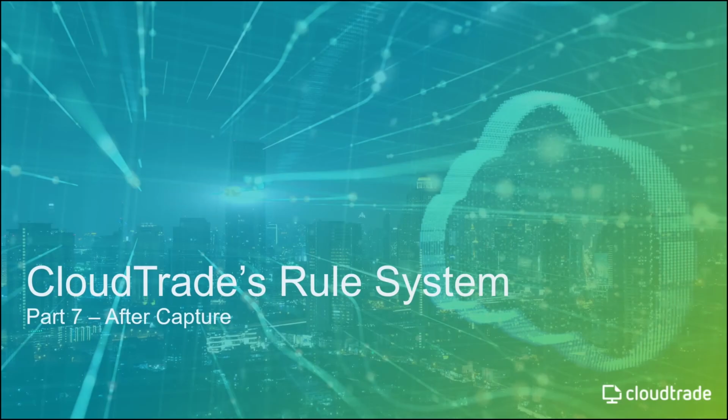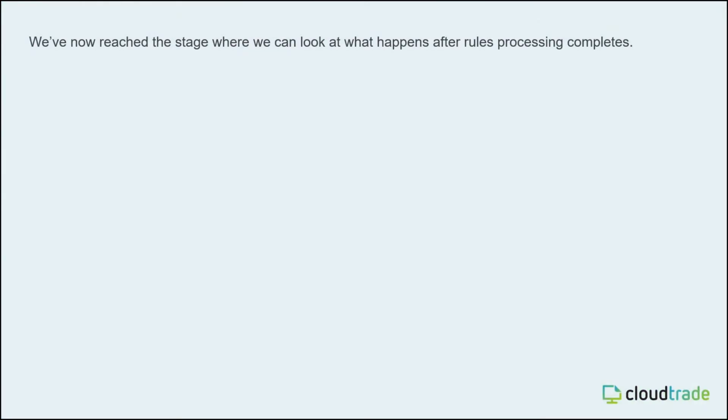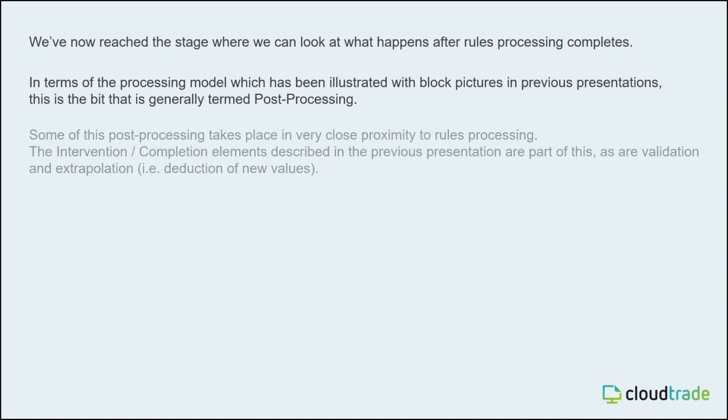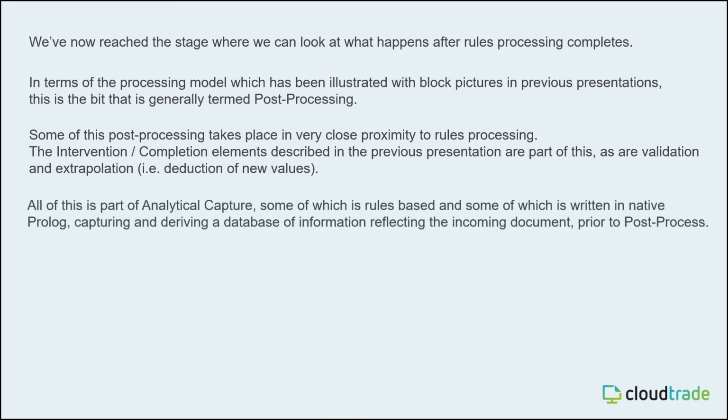CloudTrade's rule system, part 7, what happens after capture. We now reach the stage where we look at what happens after the rules processing system completes. In terms of what we talked about before with block pictures, what we tend to call post-processing. Some of this post-processing is very close to rules processing. The intervention completion system is a little bit like that. It's all essentially part of analytical capture. Some of it is rules based and some of it is written in native Prolog.